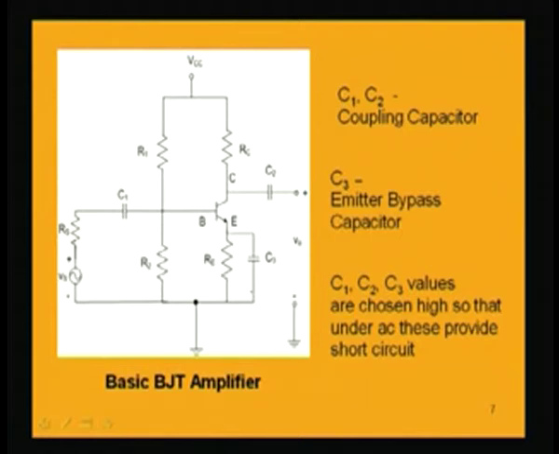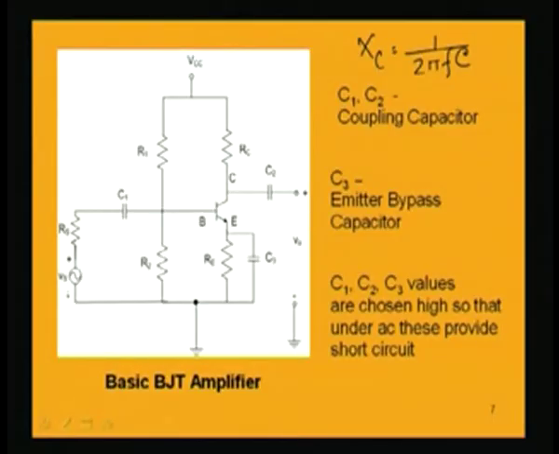Now, while choosing the capacitance values C1, C2 and C3, we must be careful enough to choose a higher value for all these capacitances. That has a particular reason, because if the C1, C2, C3 capacitors are high, the capacitive reactance offered by this capacitance will be very small under AC condition. That is, the reactance offered by capacitance, we know, is 1 by 2 pi f c. Now, if C is high, this is the reactance offered by capacitance.